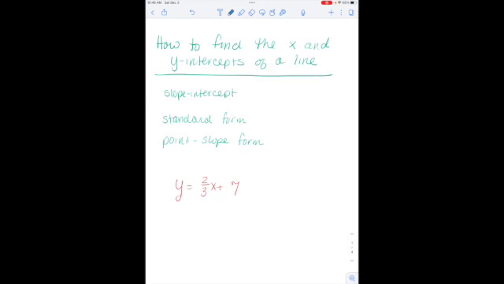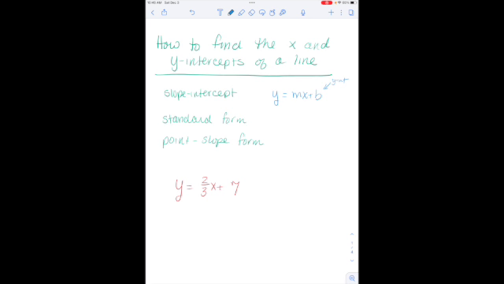All right. I want to talk to you guys quickly today about how to find the x and y intercepts of a line. So typically we see lines in three different forms. There is slope-intercept form, which everyone probably knows as y equals mx plus b. That one is nice when trying to find x and y intercepts because the y-intercept is given to you. b is your y-intercept, but we'll talk more about that in a minute.